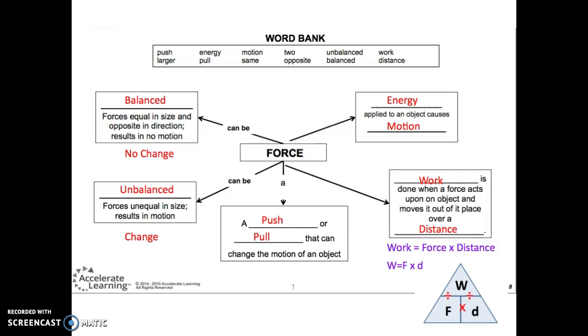And here is our formula triangle. We have W on top, so W right here on top, F and D on the bottom. And remember, top and bottom divide, side by side multiply. So you can use this triangle, the formula triangle, to solve math problems that have to do with work, just like you've done for the FMA problems and the STD problems.